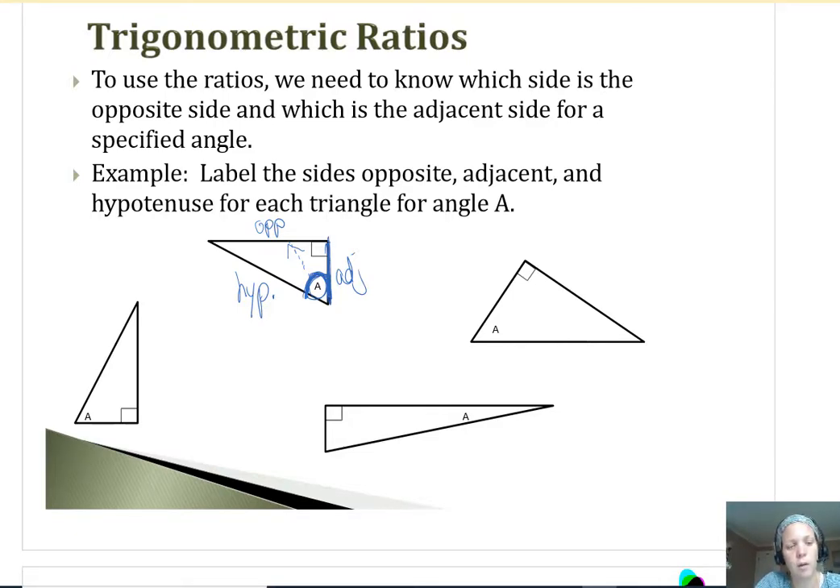That vertical line right there would be like the property line. So that'd be your adjacent side. Okay, so let's do the other ones.